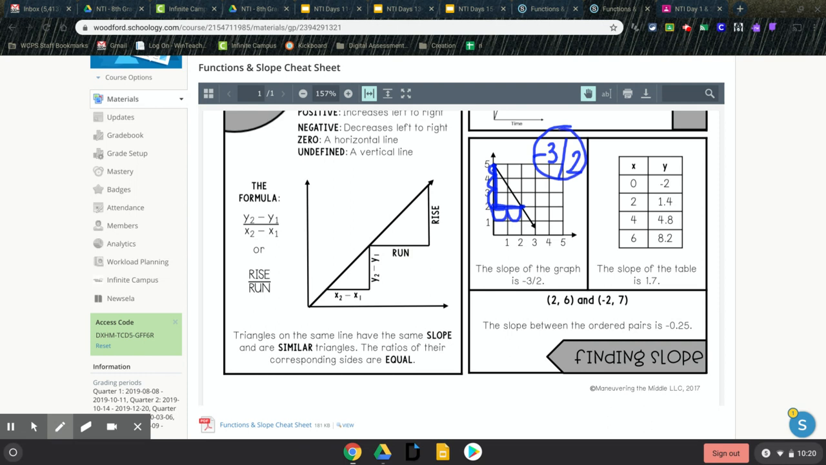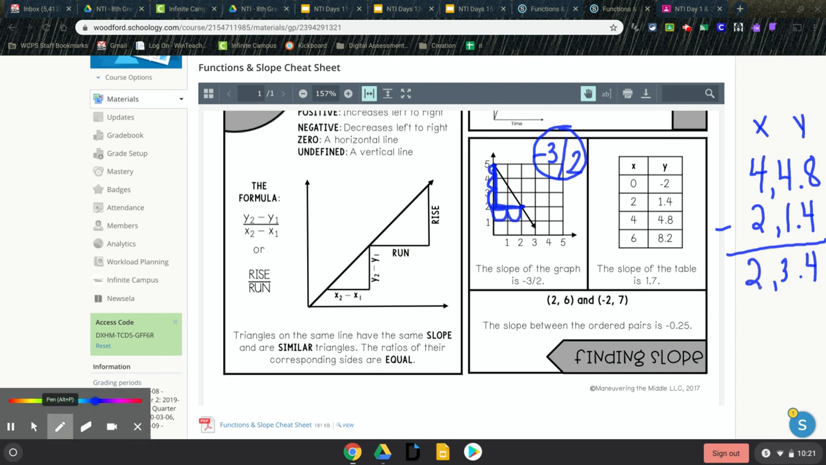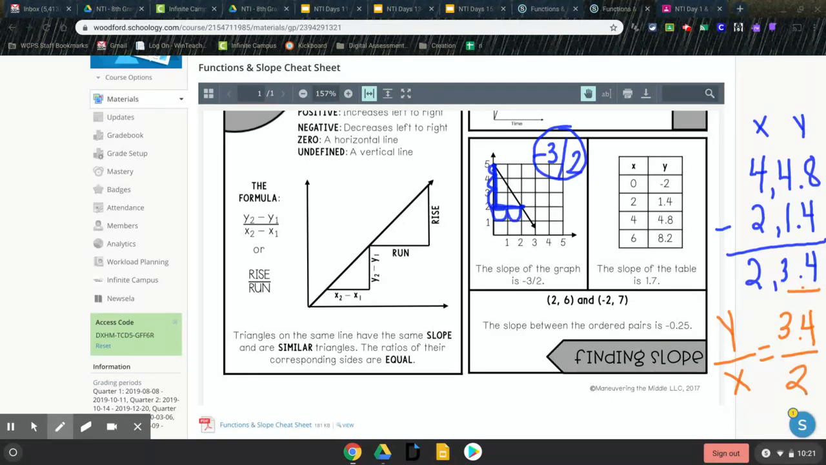When we have a table, that's when we want to stack and subtract. So you pick two points, two ordered pairs, it doesn't matter which one. I'm going to pick 4 and 4.8, our x and our y, and I'm going to use 2 and 1.4. Stack and subtract. And remember, the first one that we write always goes at the top of our fraction because it's y over x. So we get 3.4 divided by 2, and that would give us 1.7. So stack and subtract. This one goes on top, y over x.